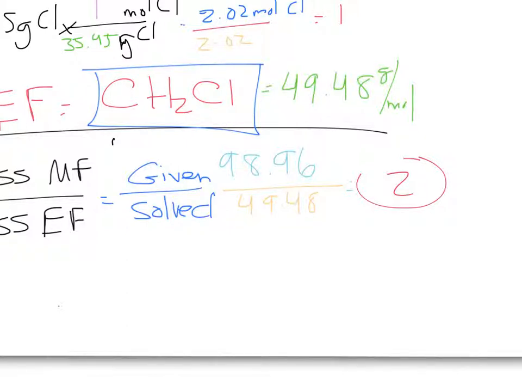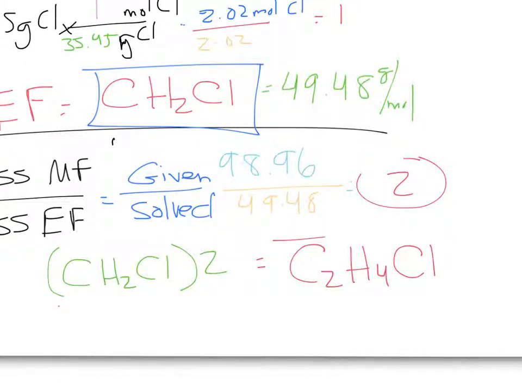Okay, and so the way you can think about this is that I need to take the empirical formula, which is CH2Cl, and I need to distribute that 2 to the entire thing. And so my empirical formula is going to turn into C2H4Cl2. And that is my final answer. That is my molecular formula as well. Okay? All right, so let's move over to the next problem.